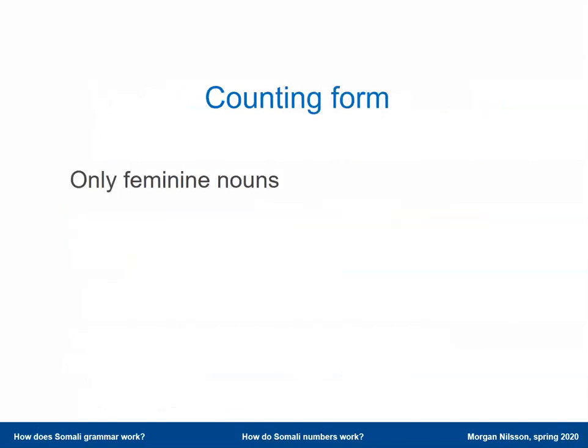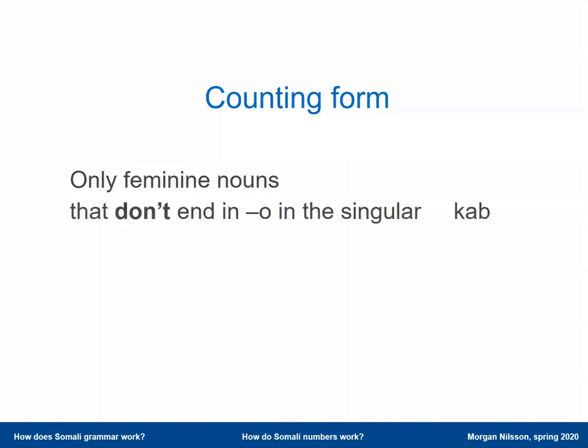So there is this special form that we would call the counting form of nouns. But the counting form is the same as the singular for most nouns. So it's only part of the feminine nouns that have a special counting form that ends in old. So the counting form, the special counting form, only exists for feminine nouns that do not end in o in the singular, but actually end in o in the plural.